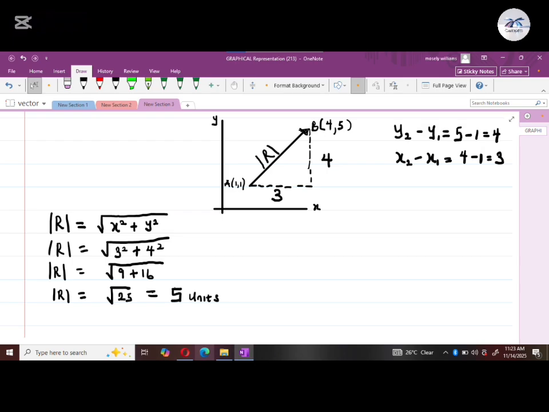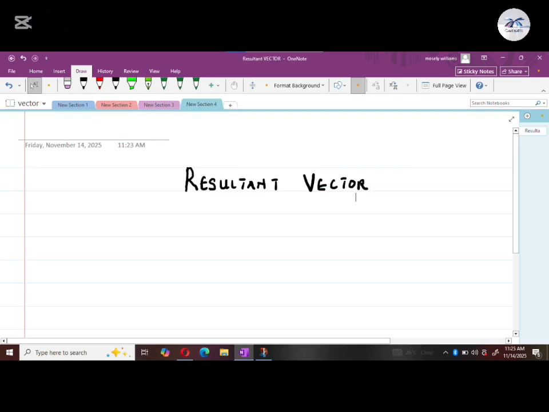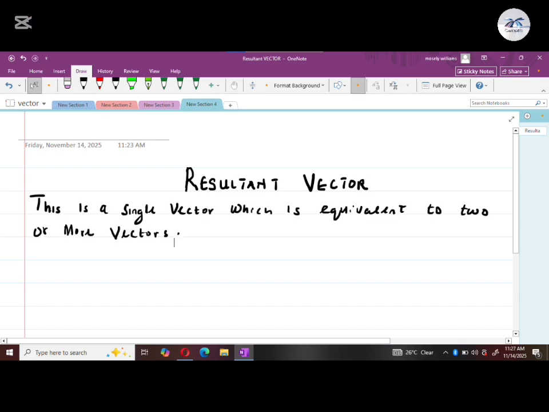And some mathematics textbooks will say it is vector addition. Now, what is a resultant vector? A resultant vector is that single vector which is equivalent to two or more vectors. We have two geometrical methods for finding the resultant vector when two vectors are added together.